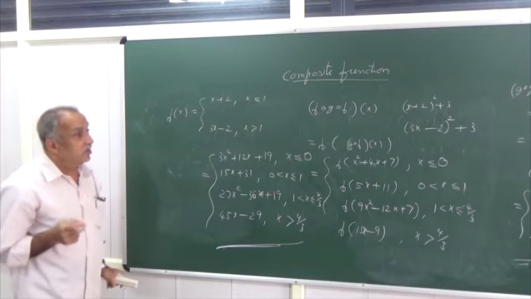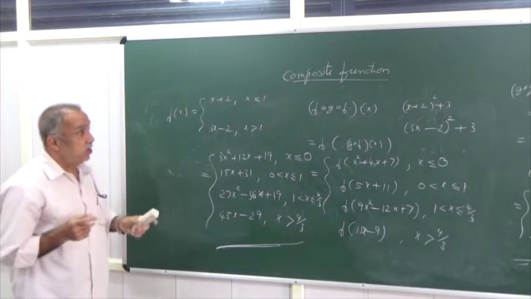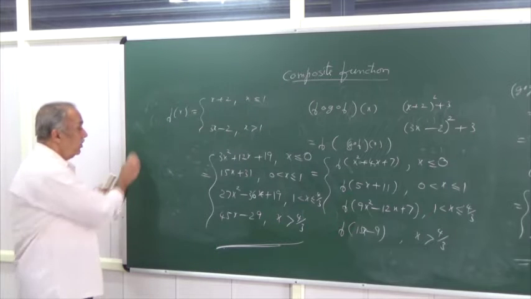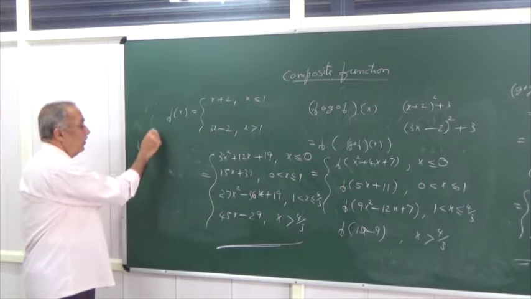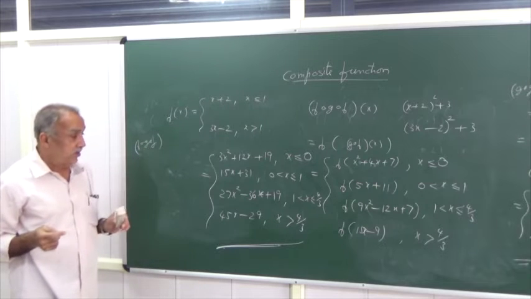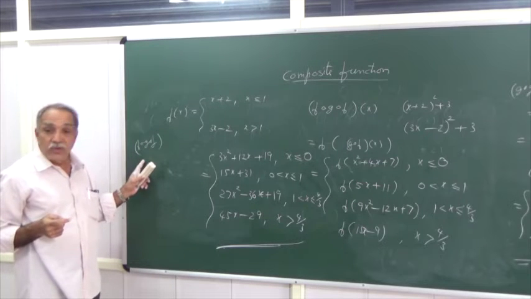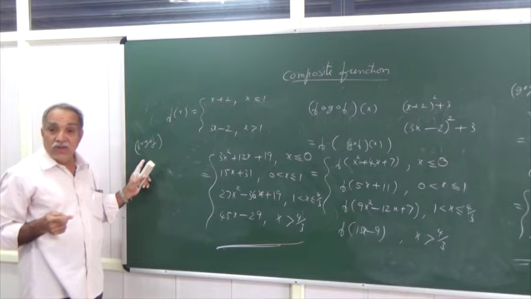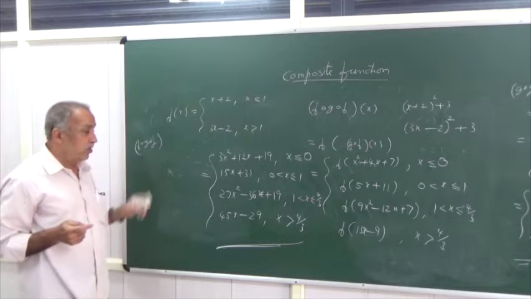What is f composite g composite f of 0? This is the composite. Value at 0, 19. Value at root 2, 45 root 2 minus 29.